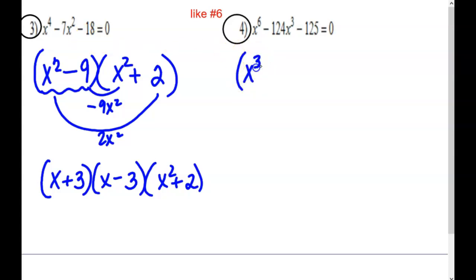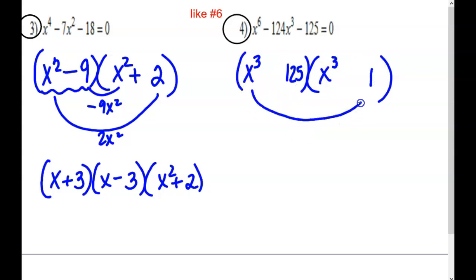Yes, nice idea. X cubed and x cubed would make an x to the 6th. All right. Factors of 125 that might give us 124: 125 and 1. Okay, so now we have a 1x cubed on this arch and a 125x cubed on this one.